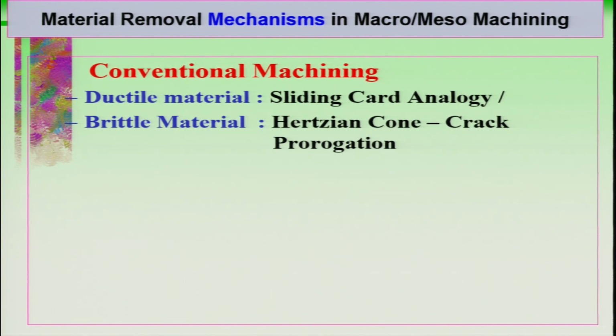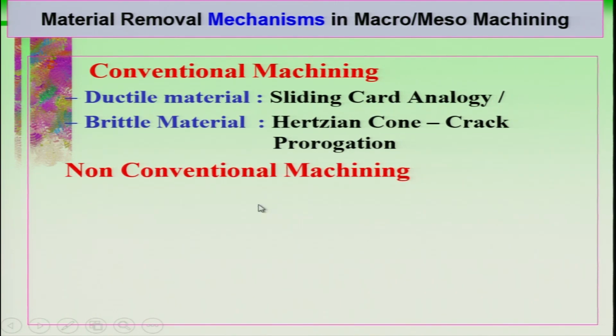But in case of brittle materials, the mechanism of material removal is very different. It is a kind of Hertzian cone crack propagation, micro nano cracks are formed, and when these cracks join each other they propagate further and the material is removed, and that material is removed in the form of micro nano chips. So the mechanism of material removal in ductile material and brittle material is completely different.